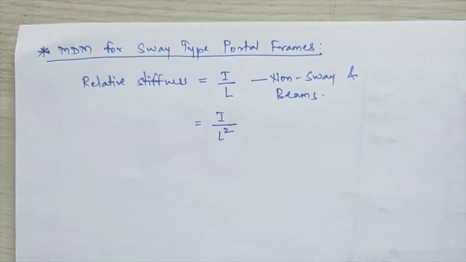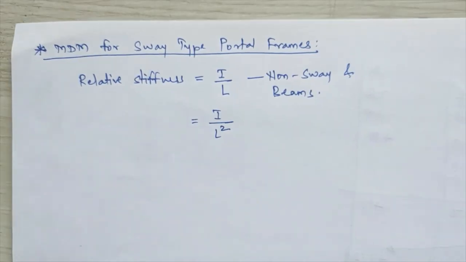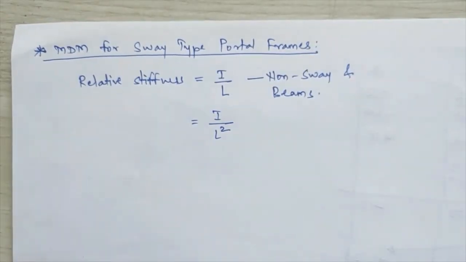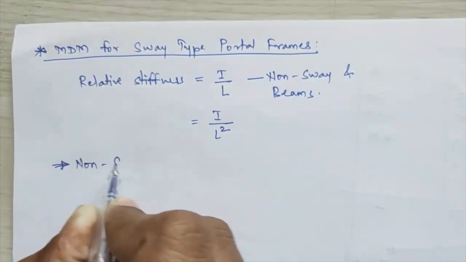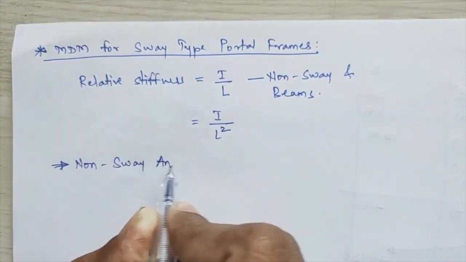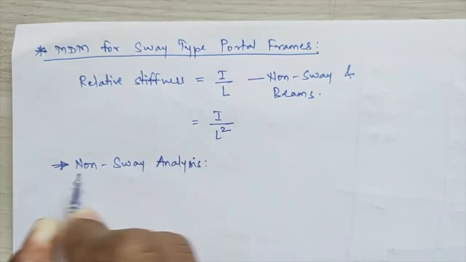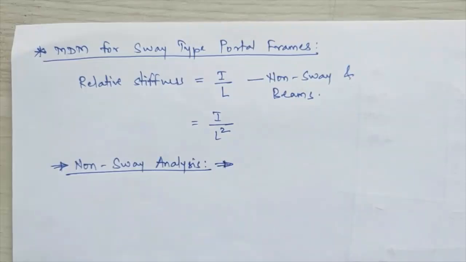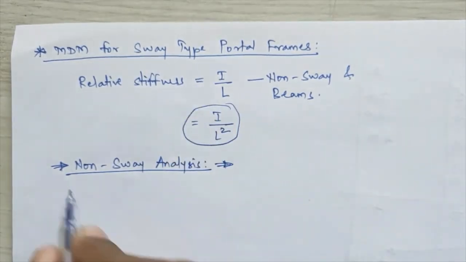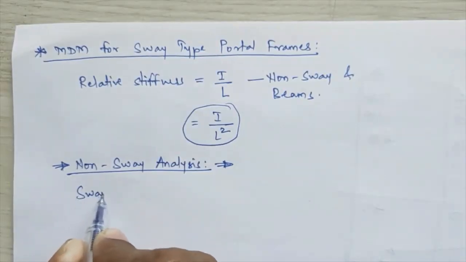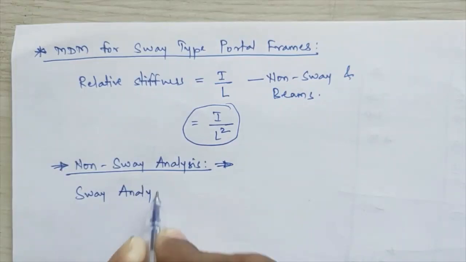Again, the difference between non-sway and sway type frames is that whatever analysis we perform, initially we have to assume that the frame doesn't sway. So whatever analysis we carry out will be called the non-sway analysis, conducted as per your previous numericals, that is beams and non-sway frames. After that, assuming this sway relative coefficient, we conduct the next analysis, which will be called the sway analysis.